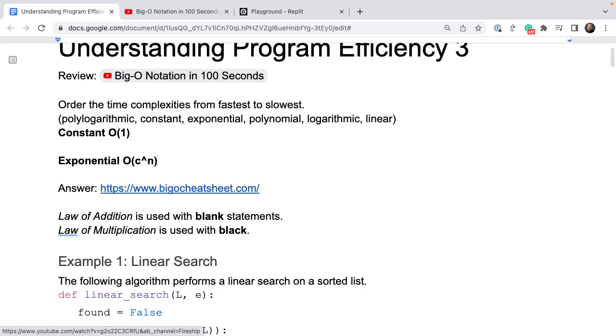All right. Once you got your answer, go ahead and check it, and then we'll go over it together.